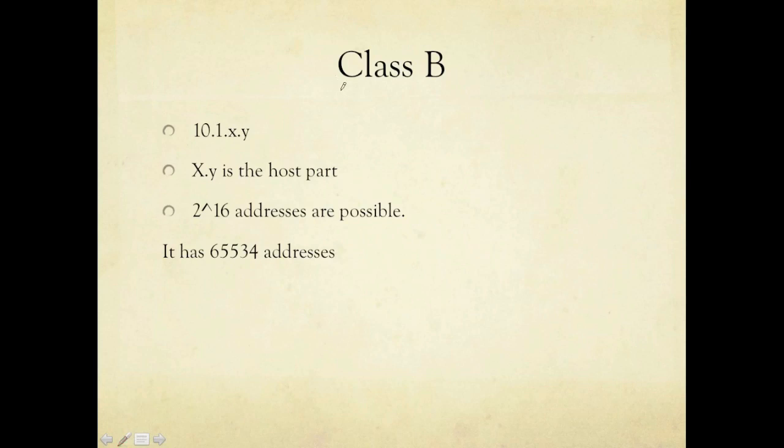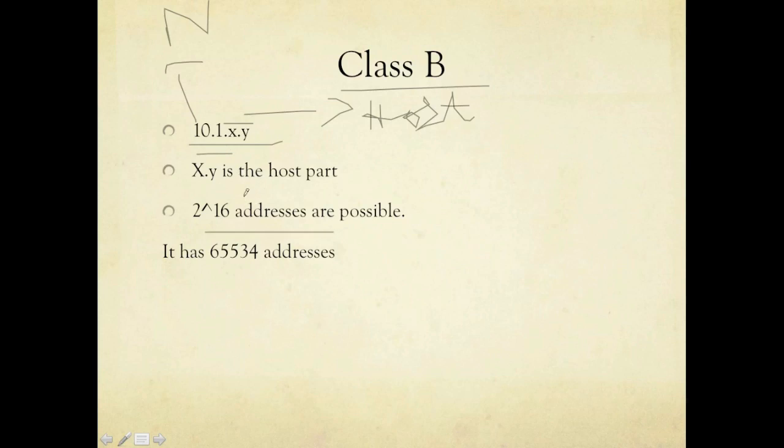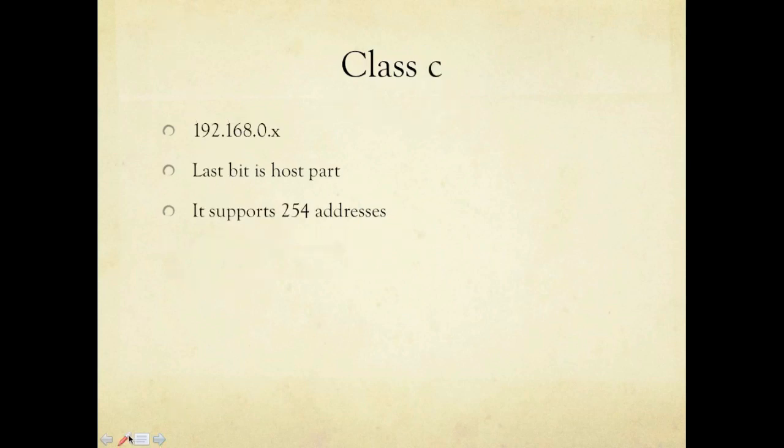What is class B? In class B, the first two positions are fixed, and x.y is the host part. 10.1.2.2 and 10.1.3.3 can be within the same network. But if you try to insert 10.2.2.2, it won't come under the same network because the address should start with 10.1. So the first two positions should be the same. It supports 2 power 16, which is 65,536 addresses totally.